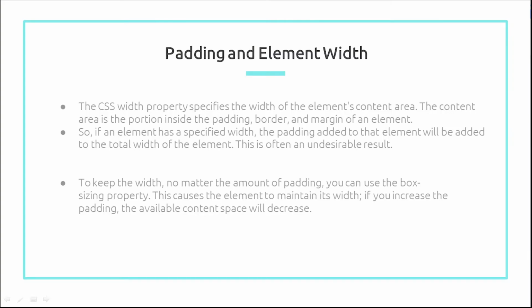Padding and element width. The CSS width property specifies the width of the element's content area. The content area is the portion inside the padding, border, and margin of an element. So, if an element has a specified width, the padding added to that element will be added to the total width of the element. This is often an undesirable result.